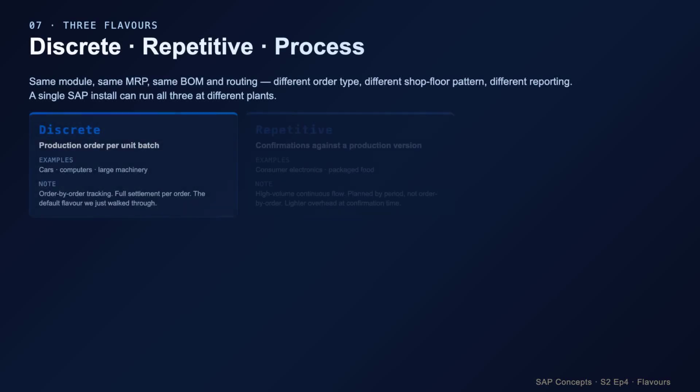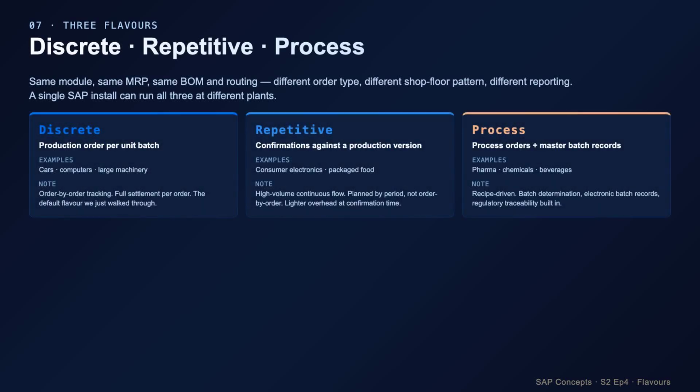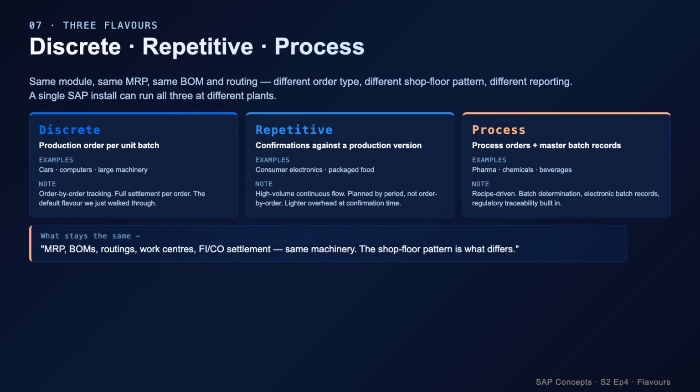Production planning supports 3 flavors of manufacturing. Discrete units made one at a time, each tied to a production order. Cars, computers, large machinery. Repetitive, high-volume continuous flow, planned by period rather than by order. Consumer electronics, packaged food. Process, batch-driven, recipe-driven, with master batch records. Pharma, chemicals, beverages.